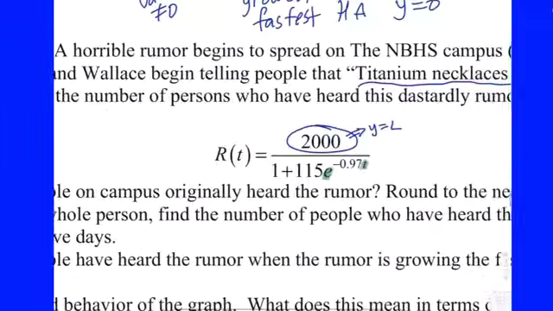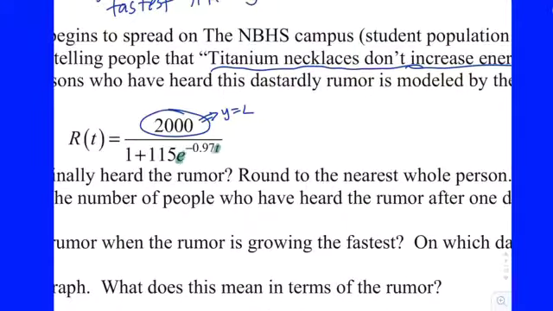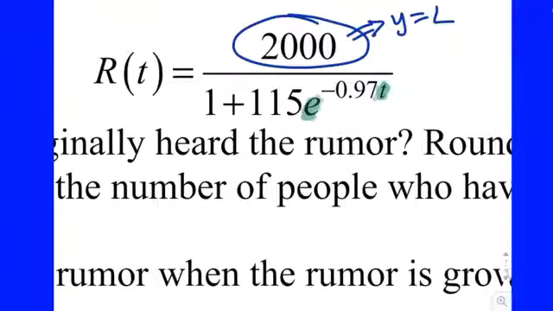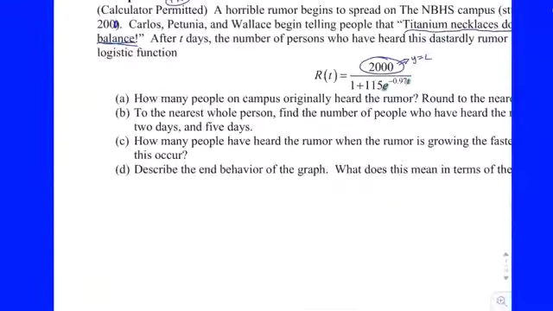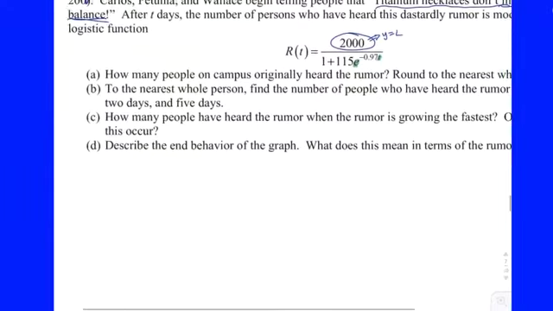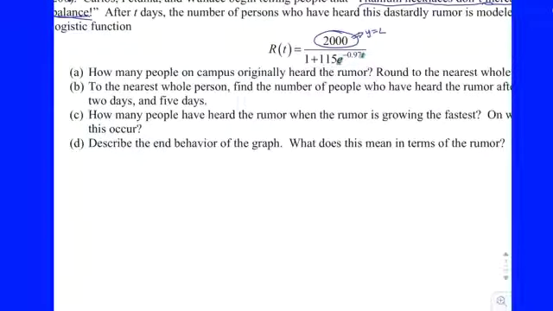After t days, the number of students who have heard this dastardly rumor is modeled by this logistic function right here. And again, notice the student population of 2,000 is in the numerator. Here are the questions we want to ask. How many people on campus originally heard the rumor? After they started it, round to the nearest whole person.